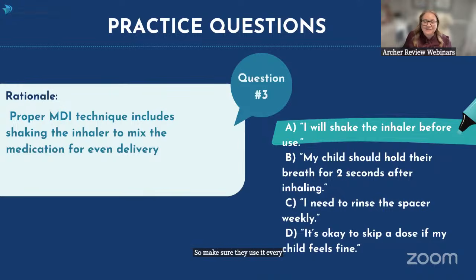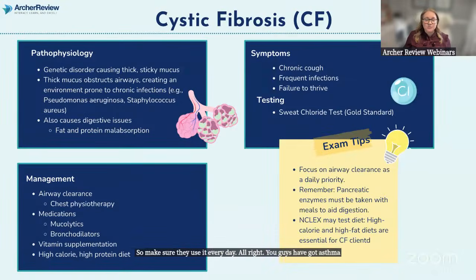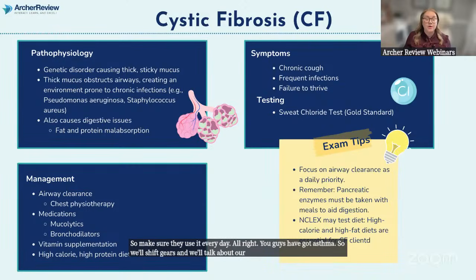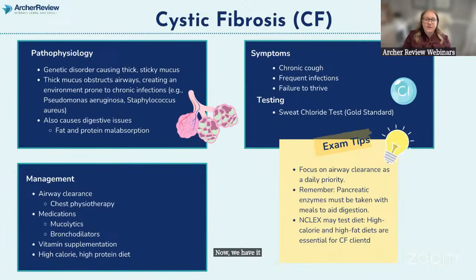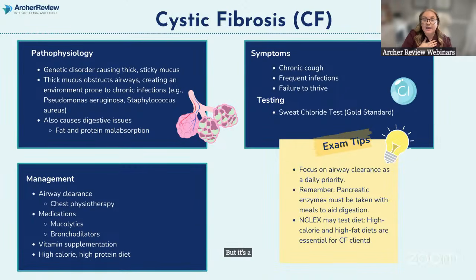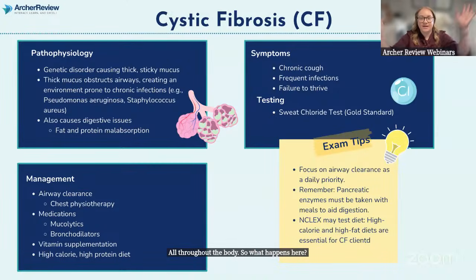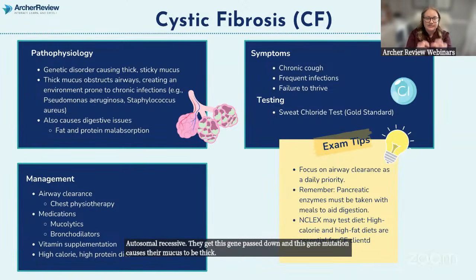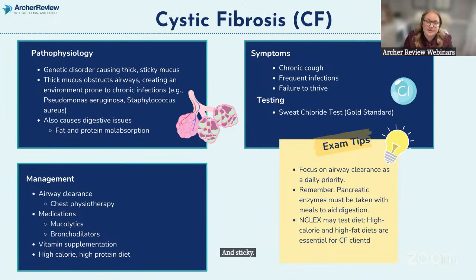All right. You guys have got asthma. So we'll shift gears and we'll talk about our very last one, cystic fibrosis. Now, we have it here on respiratory. A lot of people think of cystic fibrosis as a respiratory problem because it does affect the lungs, but it's a genetic disorder and it has effects all throughout the body. So what happens here? It's autosomal recessive. They get this gene passed down, and this gene mutation causes their mucus to be thick and sticky. So it basically clogs things up, okay?